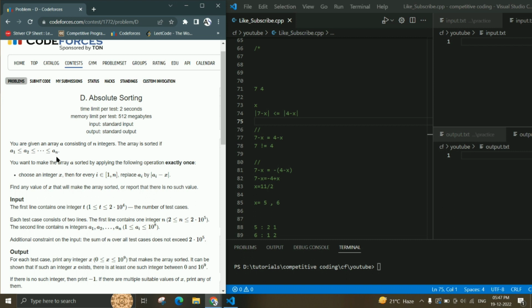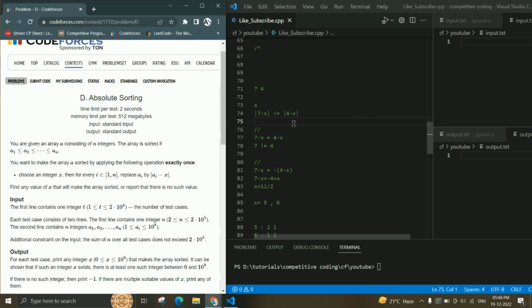In this problem, we are given an array A of n integers, and the array is sorted if each next element is greater than its previous element. We can apply one operation: we can choose any integer x, and replace each element of the array by its absolute difference with x. Then we have to print x if the array becomes sorted. Otherwise, we have to report that there is no such value, which means we print -1.